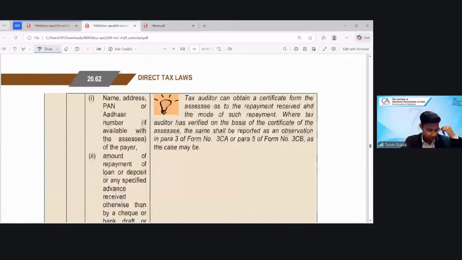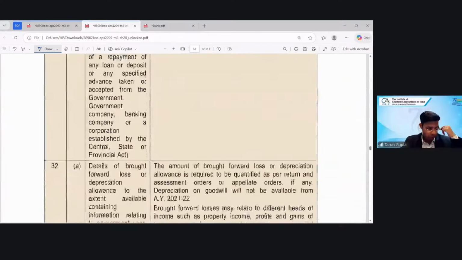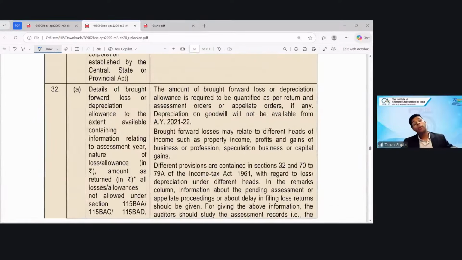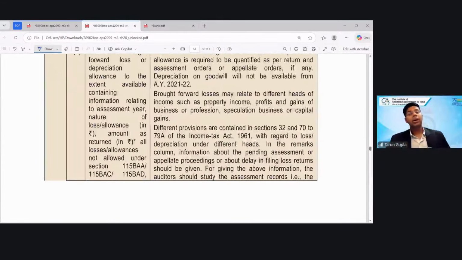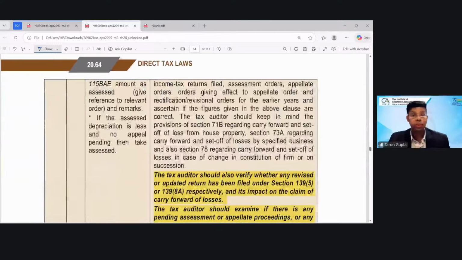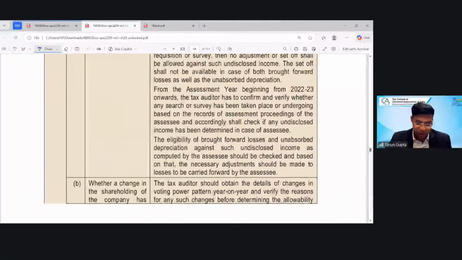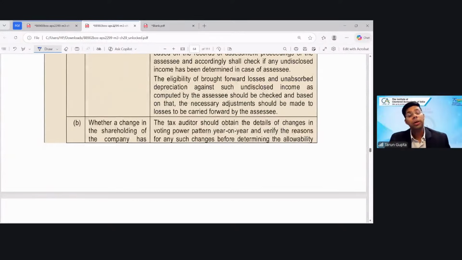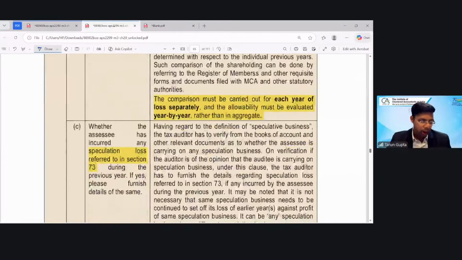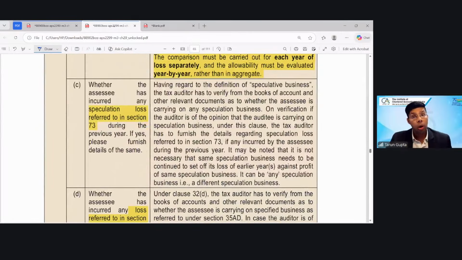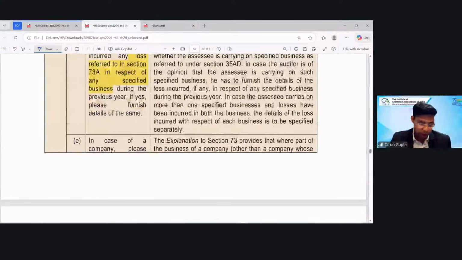Okay. So clause 32. Give the detail of brought forward losses and depreciation. While giving the detail, we have to keep in mind the assessment order and the period order already passed, and all the updated return furnished by the assessee. If there's a change in shareholding, then the loss is not allowed to be carried forward under section 79. The fact of this is to be submitted. Then the speculative loss or the loss under specified business has to be stated separately.